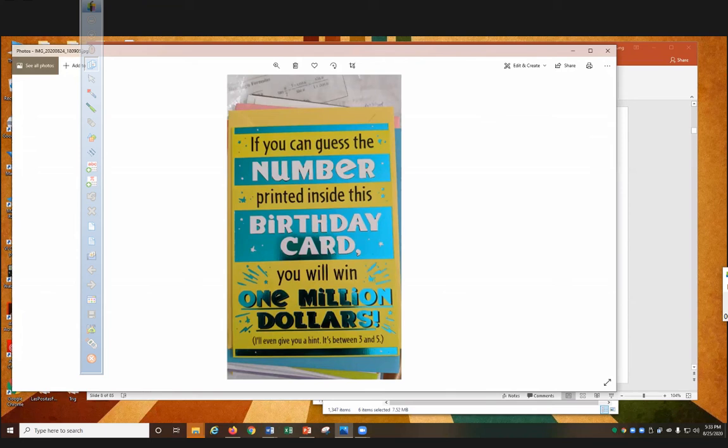If you can guess the number printed inside the birthday card, you will win $1 million. I'll even give you a hint. It's between 3 and 5.